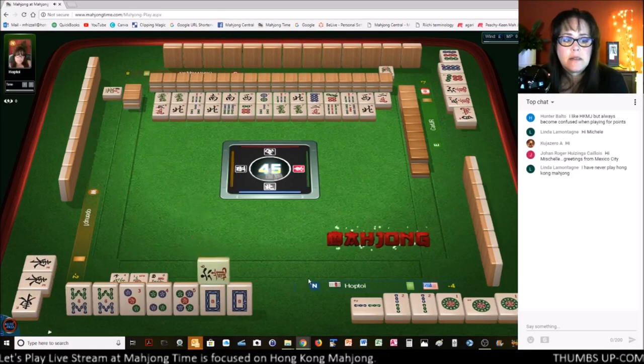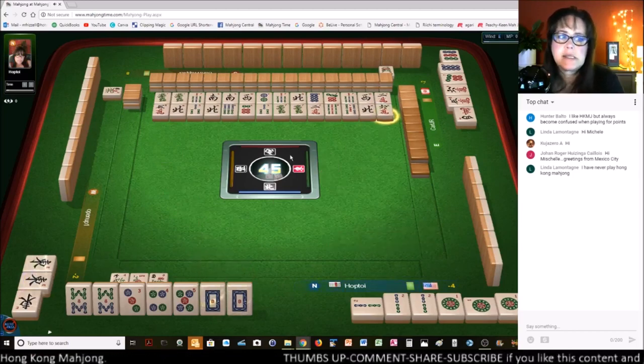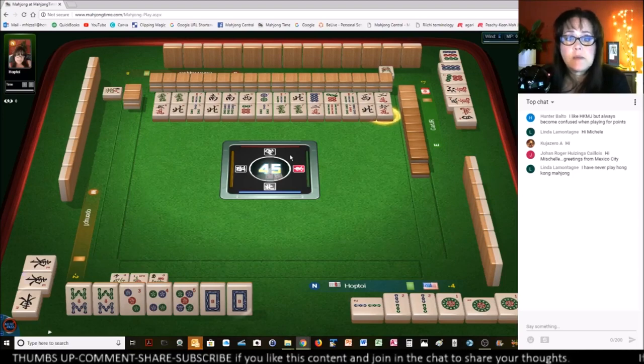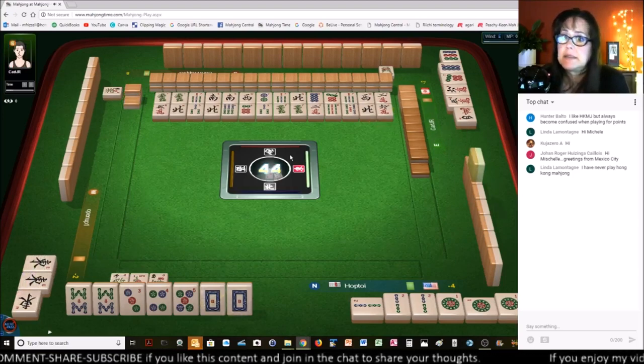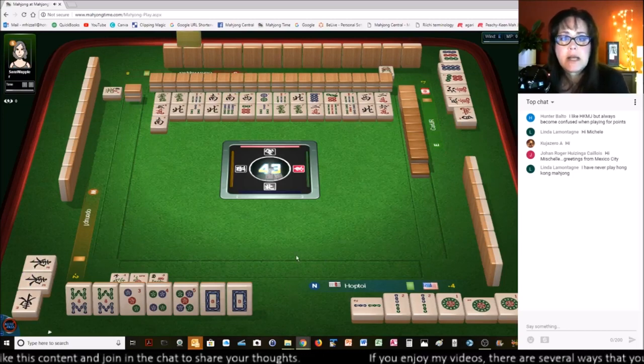North wind. Okay, six crack. None of these are out. Well, the six, there was one six crack out, so that was good. We need to pung the eight bam and the white dragon. Looks like someone might want that. Someone's got a six crack. South wind. So we need a white dragon and an eight bam.